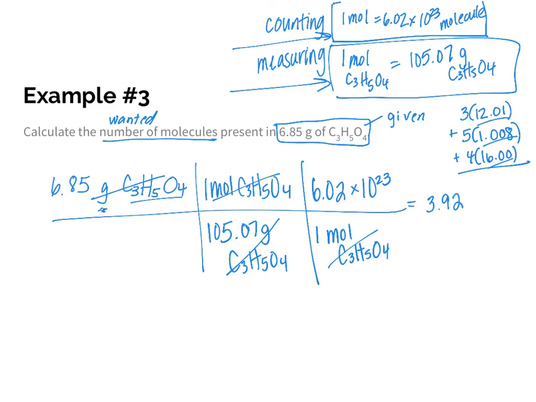When I do that, what I get is 3.92 times 10 to the 22nd molecules of C3H5O4. I mistakenly didn't put the unit here, but always look up at your conversion factor, and we said 1 mole was going to be equal to molecules, and that is the unit that we have left, and that is what we're solving for, so everything checks out.